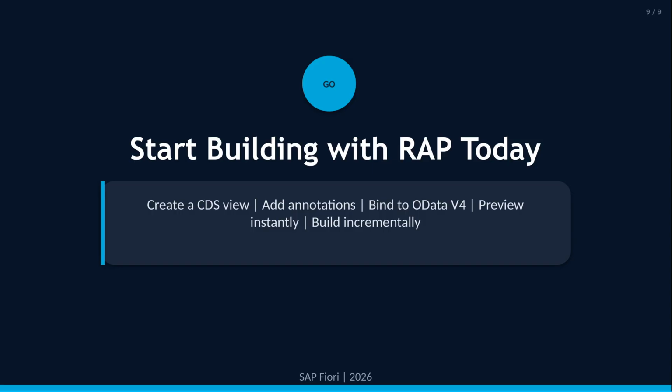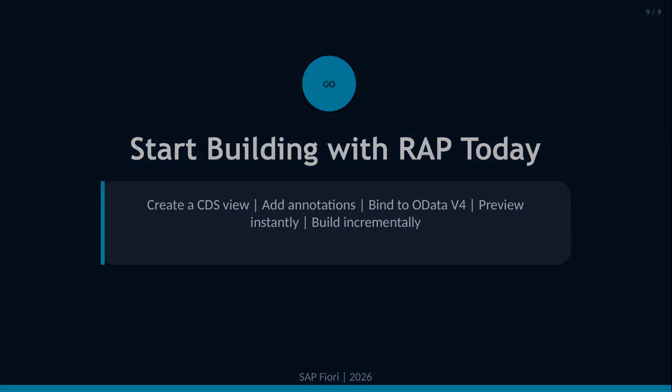Once that clicks, add a behavior definition with create and update operations, then add validations, then actions. Build incrementally, and RAP will become second nature. The DynPro era is ending. The developers who learn RAP now will lead the next generation of SAP development.